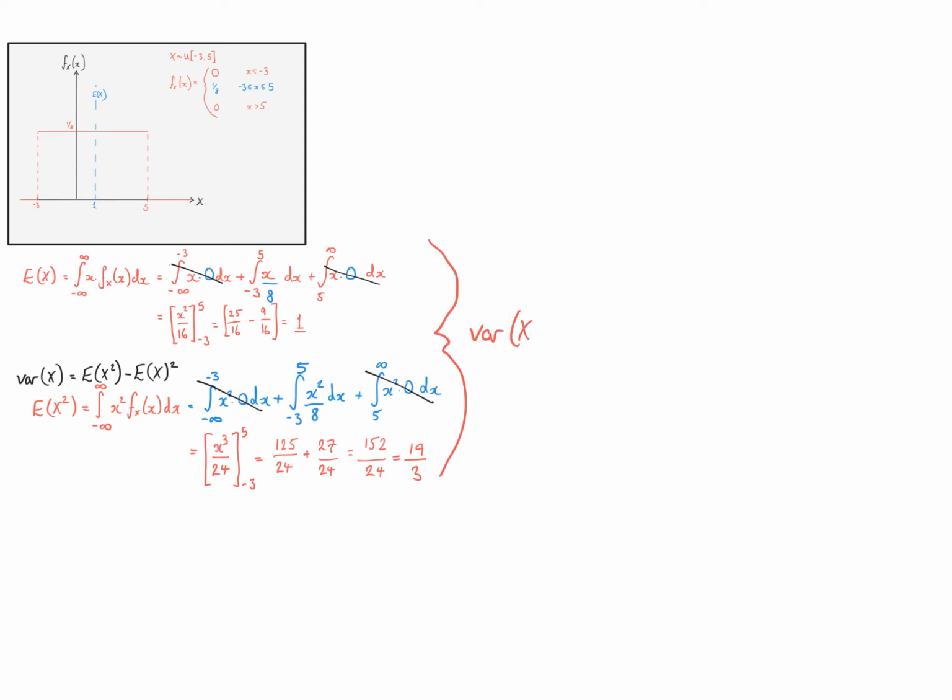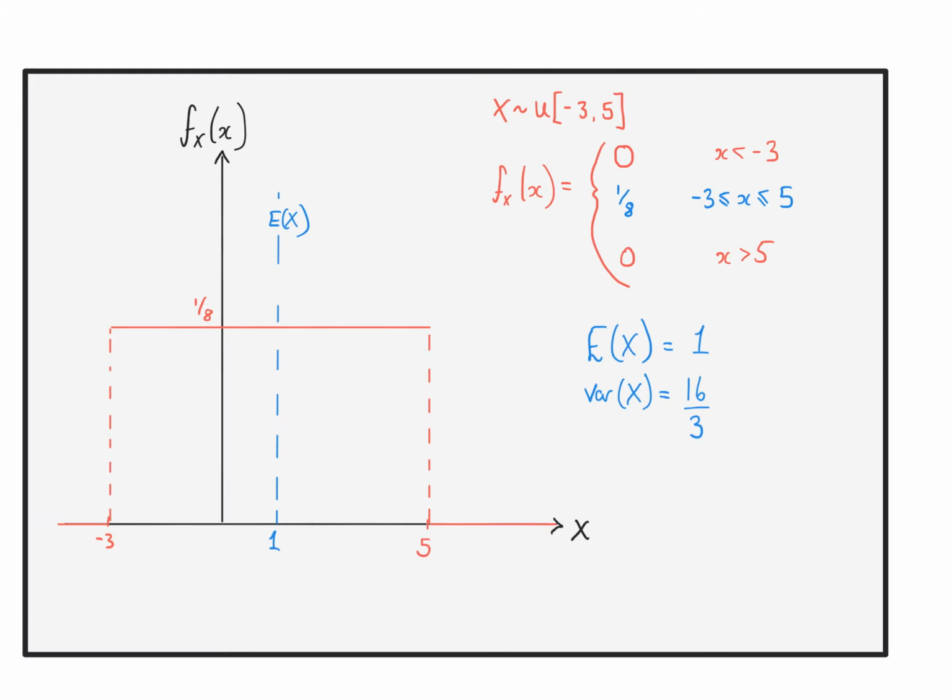which is equal to the expectation of x squared minus the expectation of x all squared, which is equal to 19 over 3 minus 1 squared, which is equal to 16 over 3. So we've now shown that the expectation of this uniformly distributed random variable between minus 3 and 5 is 1, and the variance is 16 over 3.